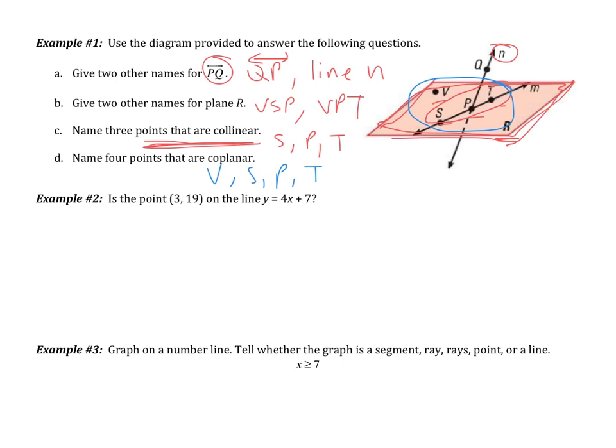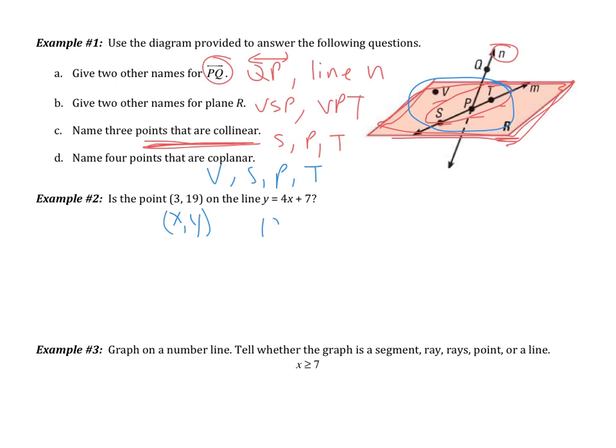All right, example 2. This deals with the idea of collinear, and we're going to talk about the idea of algebra at the same time. We're going to try and combine the concepts. So it asks, is (3, 19) collinear or on the same line as y equal to 4x plus 7? So if you recall from last year when we did this, your first number is your x, the second number is your y. So I'm going to plug those numbers in for the letters.